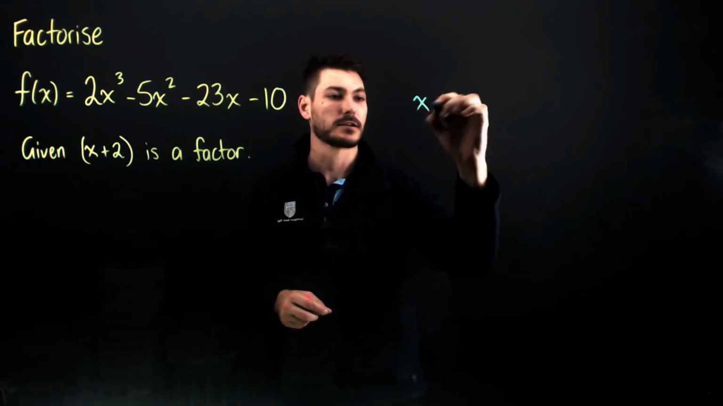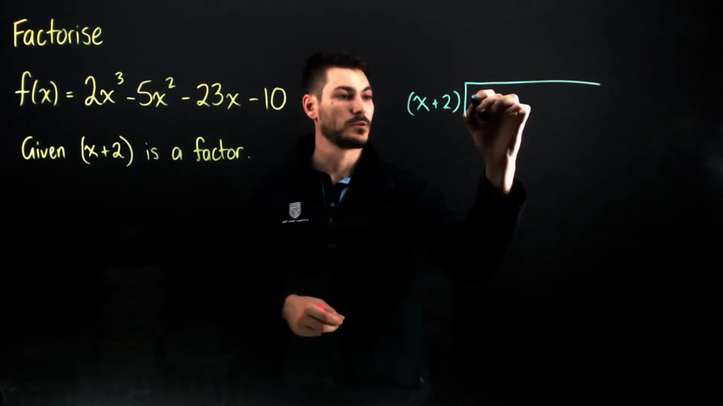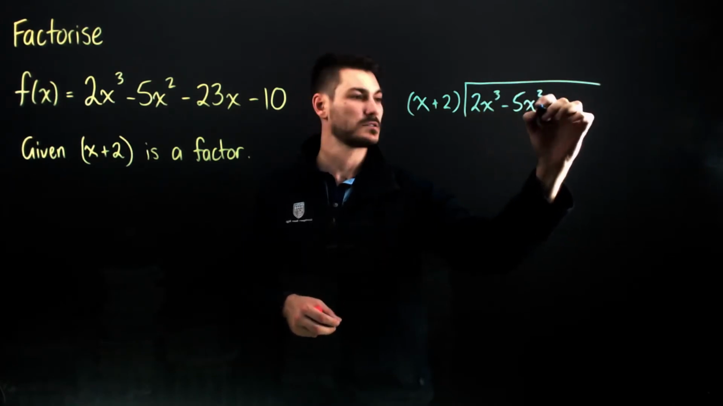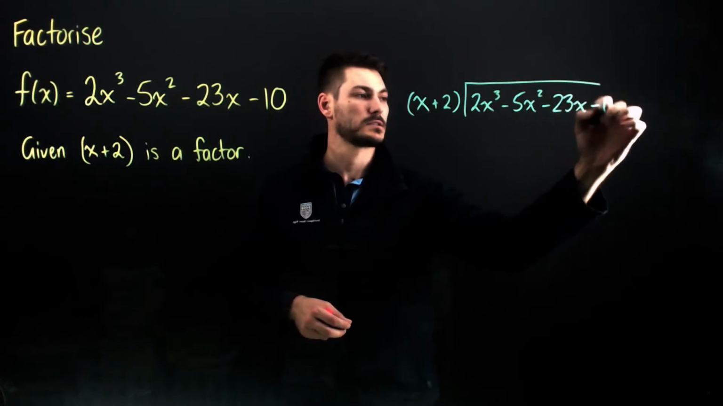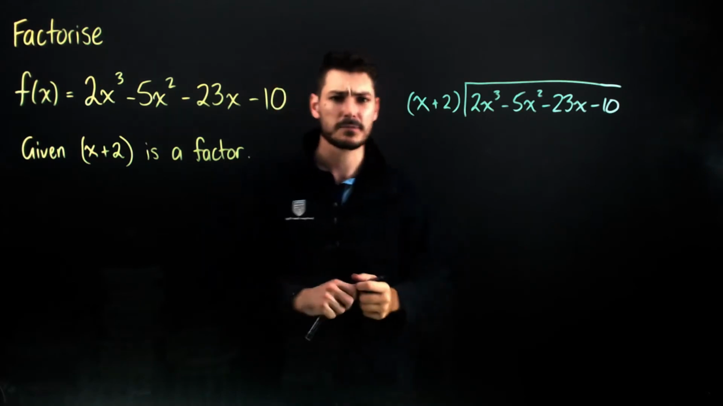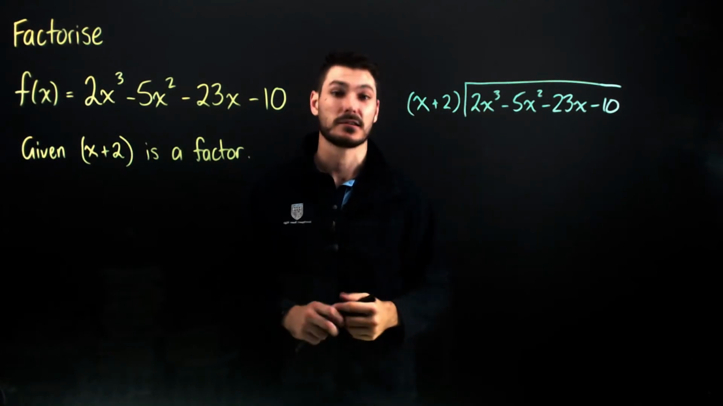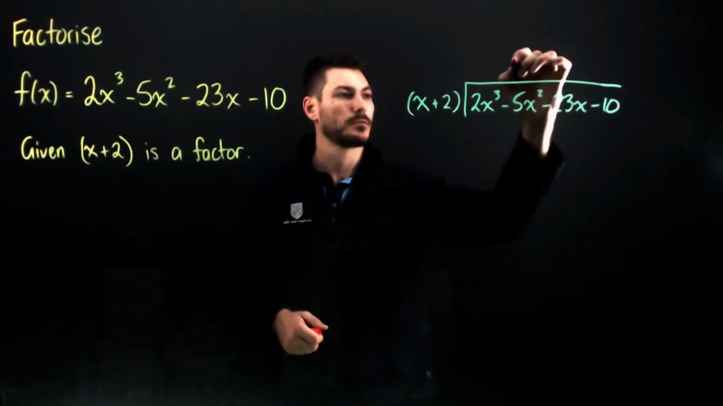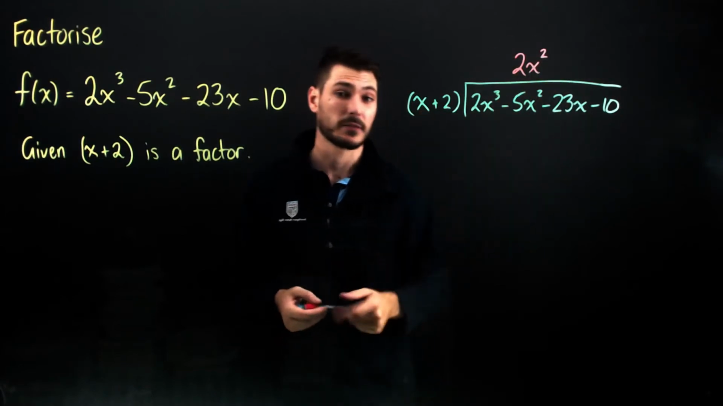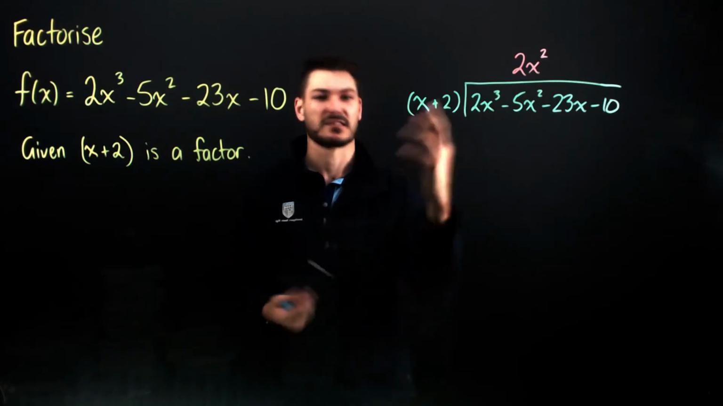I'm going to start with my factor, x plus 2, and that is going to divide through my polynomial 2x cubed minus 5x squared minus 23x minus 10, and extend this a little bit. And now I ask myself a question. What do I multiply x by to get 2x cubed? The answer is 2x squared, so I'm going to pop that up here. Another way to think about it, if you'd like, is 2x cubed divided by x. If you prefer that logic, ask yourself that question. I usually prefer x times what is that.